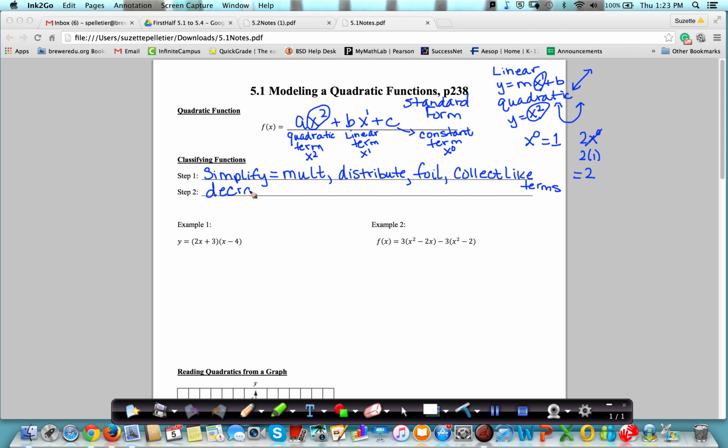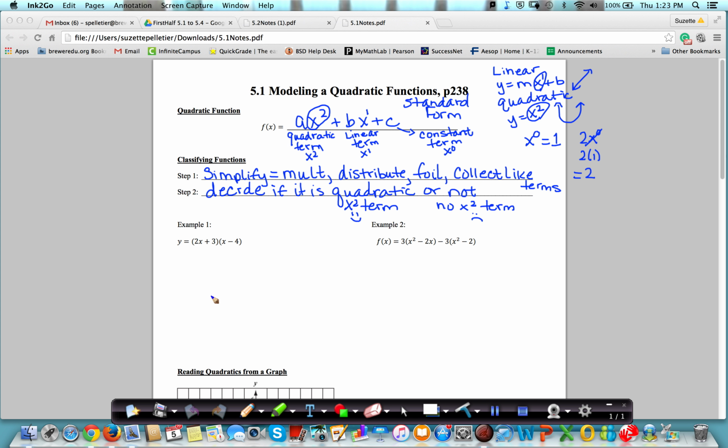Then we are going to decide if it is quadratic or not. And we just talked a second ago about the fact that if it has an x squared term, it's a quadratic. So if it has an x squared term, then we're going to say yes, it's a quadratic. If there's no x squared term, then we're going to say no, it is not quadratic. Okay? So we're going to use these two examples. Part of your homework is going to be to multiply these examples out, classifying them, and then also to label what you have left for terms.